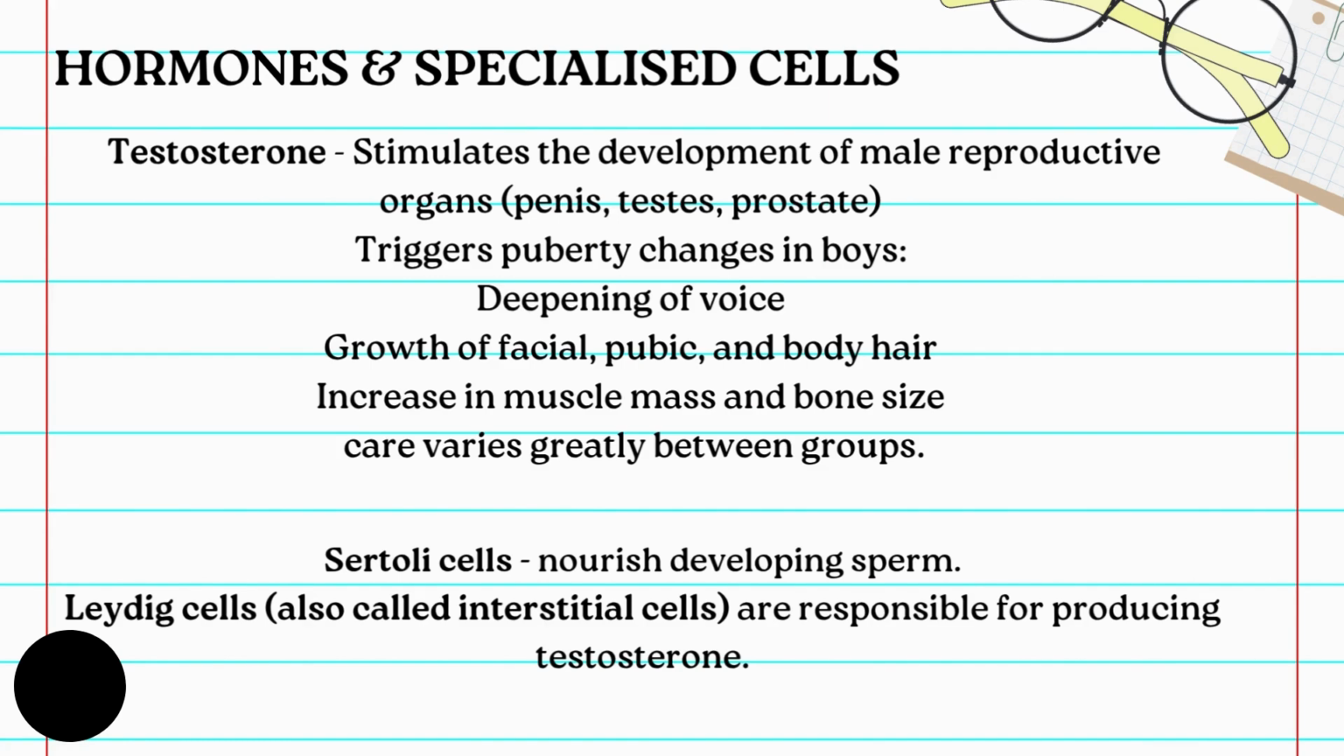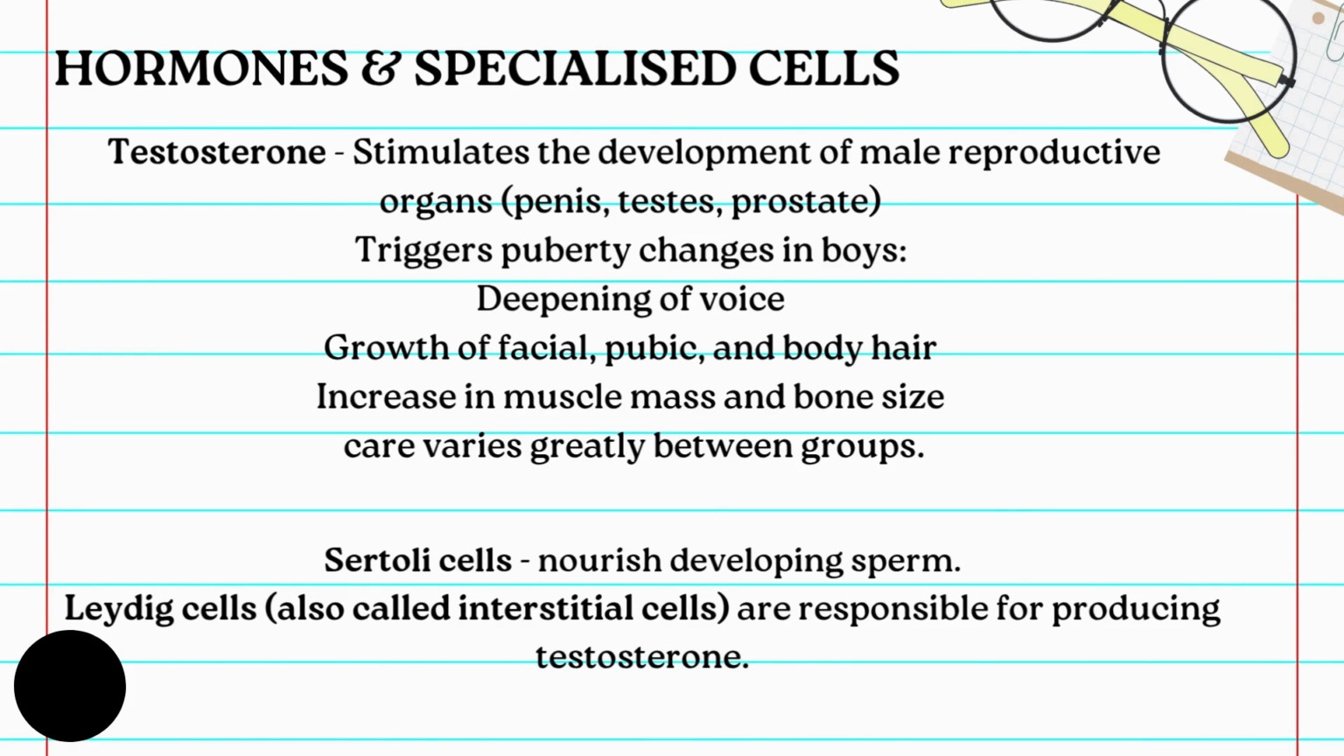And then now we're going to look at the hormone and specialized cells that are involved in male reproduction. We have testosterone, which is essential for the production of sperm, nourishing the sperm, and also giving the man his mature features. For example, deepening of the voice, growth of facial hair, pubic hair, body hair, increase in muscle mass and bone size. Obviously it varies for every man, but that's what testosterone does. It basically triggers puberty.